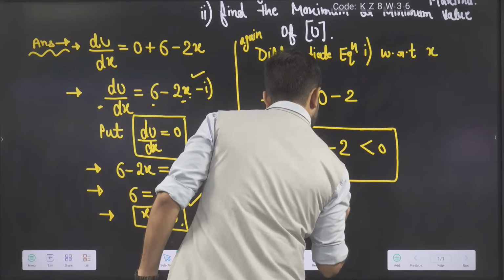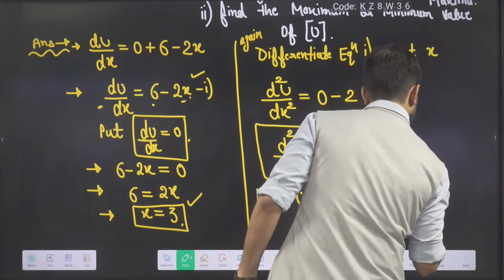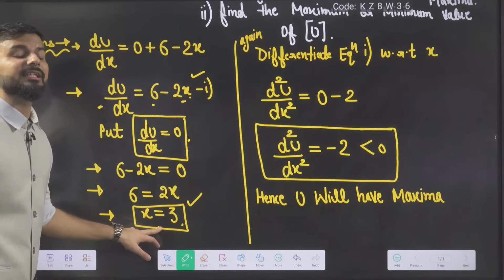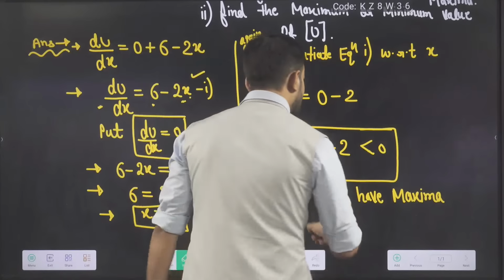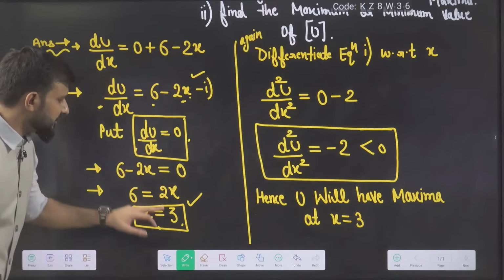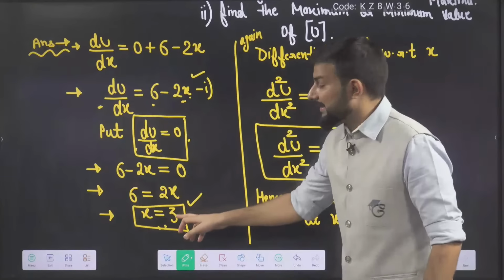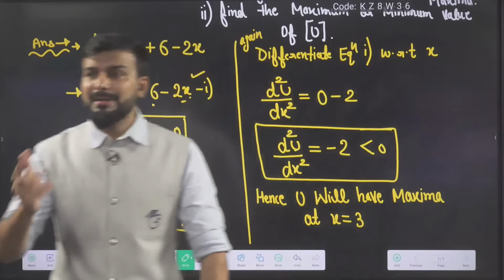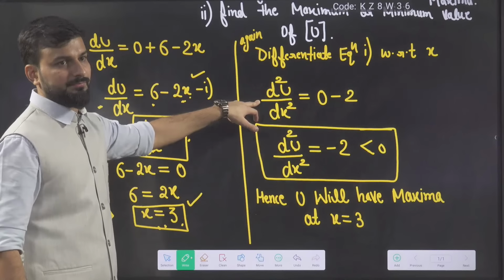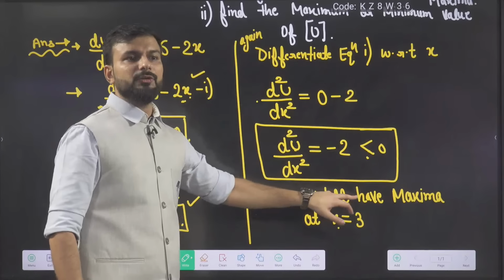You will have maxima at what value of x? At x is equal to 3. Hence, you will have maxima at x is equal to 3. By putting 0, I got 3. But I don't know whether with this 3 I will get maxima or minima. How am I pretty sure that the value will be maxima or minima? By double differentiation. If the double differentiation comes less than 0, then it will have maxima.